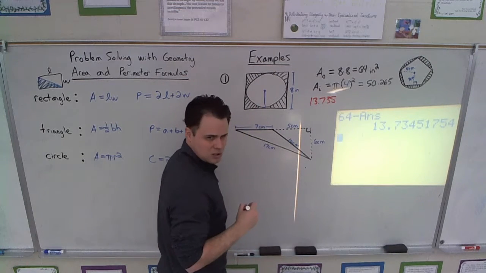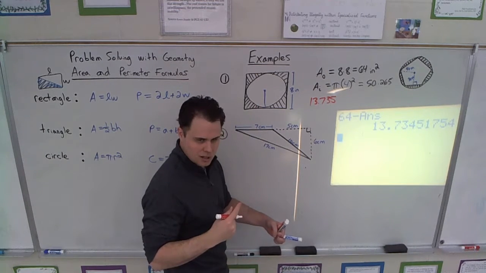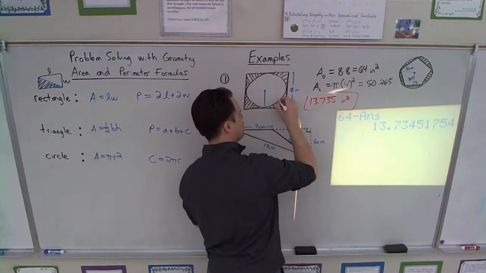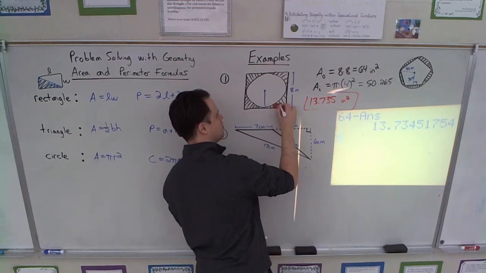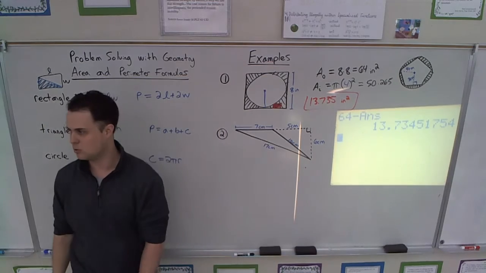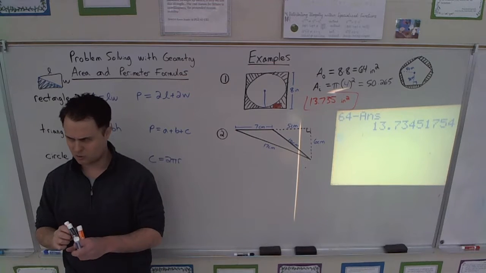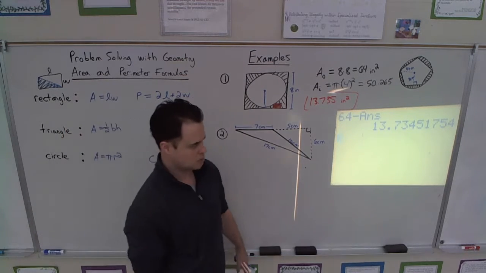And my units, this isn't perimeter, it's area, so inches squared, because it's how many square inches it takes to cover up this black area. Total is 13.735 square inches. Okay? Is this making sense? Any questions so far? Okay, sweet.